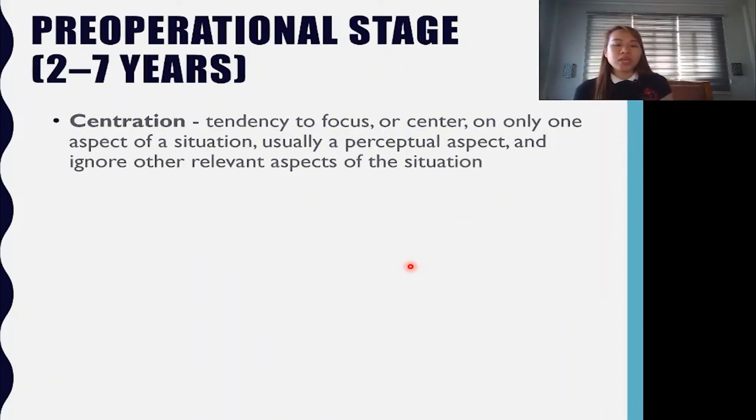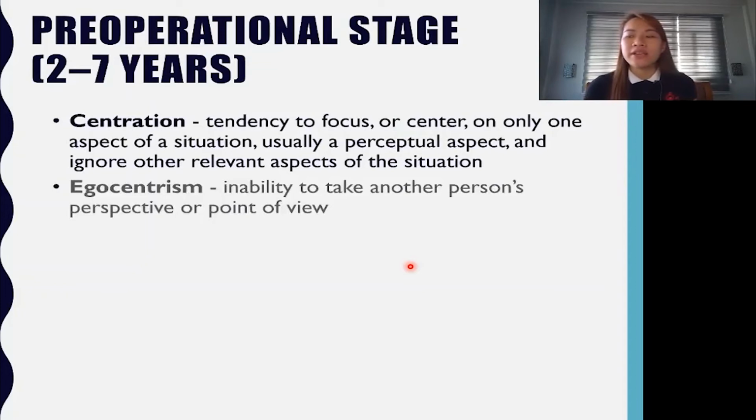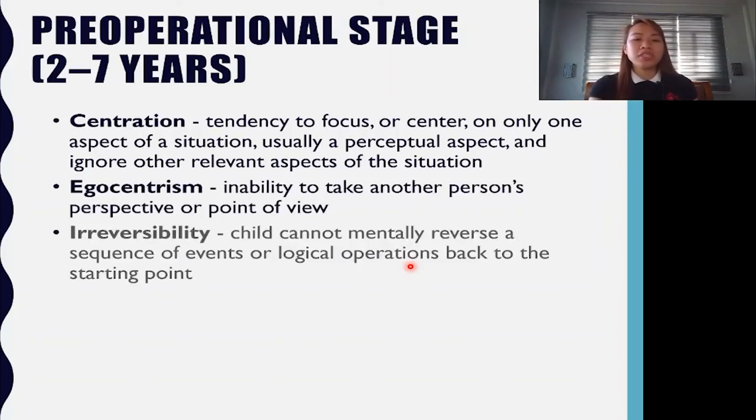When you say centration, this is the tendency to focus or center on only one aspect of a situation, usually a perceptual aspect, and ignore the other relevant aspects of the situation. For example, if you ask them to share their toy with another child, they can only focus on their own situation but not the situation of the other child. So pinapagalitan mo, dapat mo naman, ayaw mo mag-share. But in actuality, they have this tendency to focus on only one aspect of the situation. This is the same with egocentrism. They cannot take another person's perspective or point of view, so they don't want to share their food or toys. They cannot understand it yet. So, as the adult, you have to be the one to understand them.